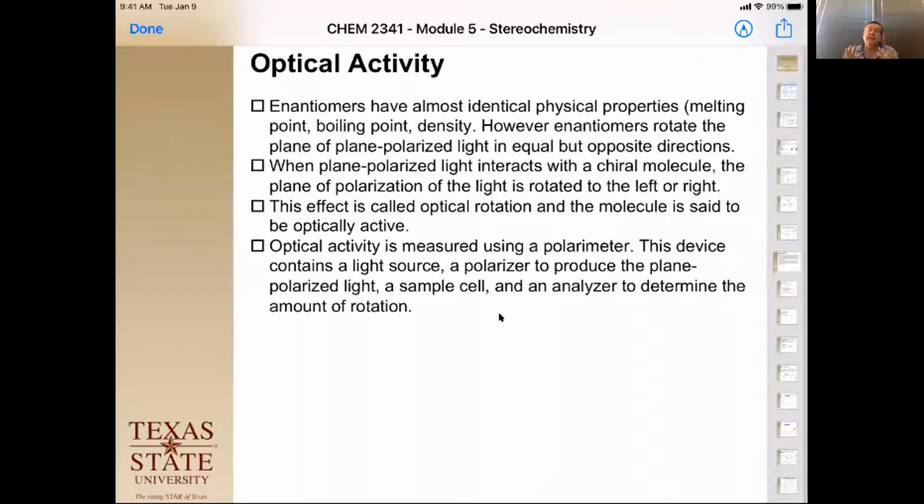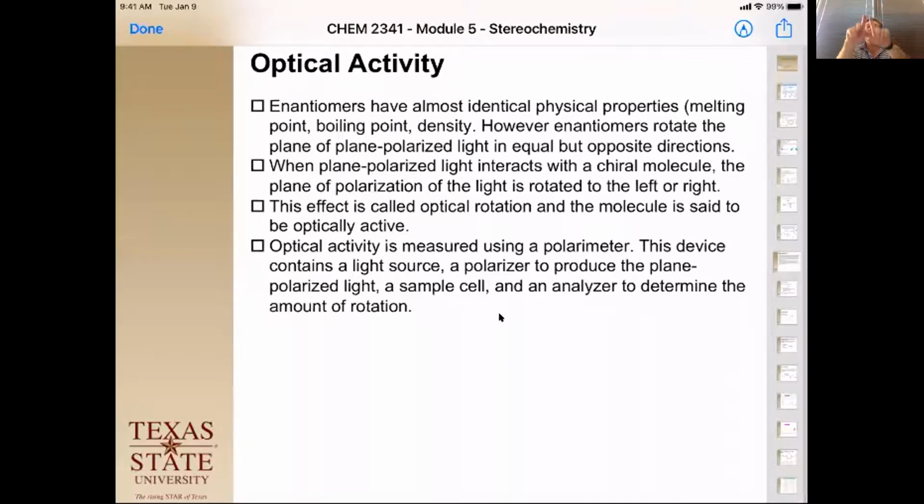So if we were to take regular light, which is just kind of scattered all over the place, and we plane polarized it, okay? So light's a wave, right? And coming out of the sun, they're going in all different directions right here. But what if we filtered out all the ones that weren't in the same plane? And so all of our light was in the same plane coming up and down like this.